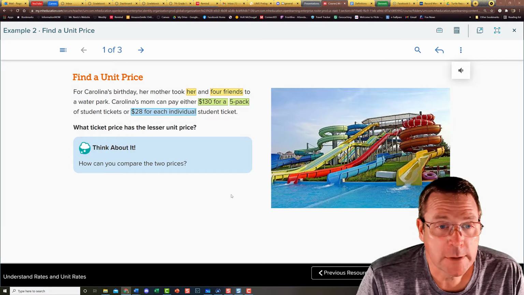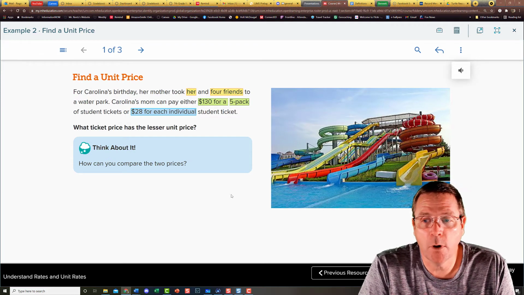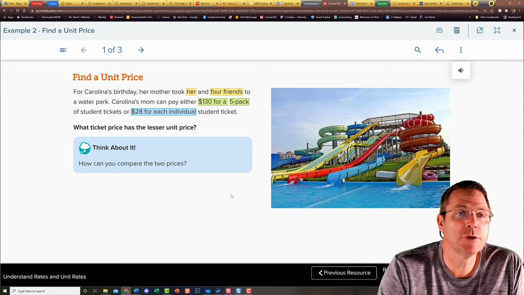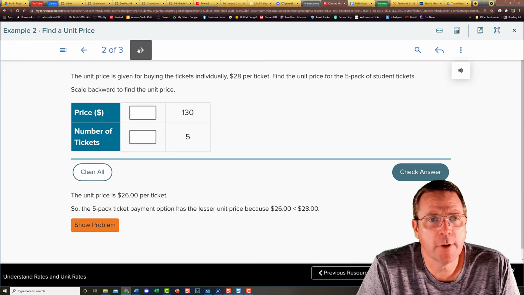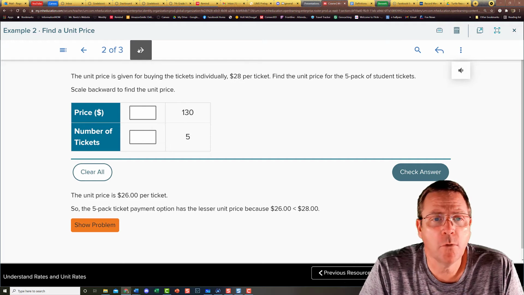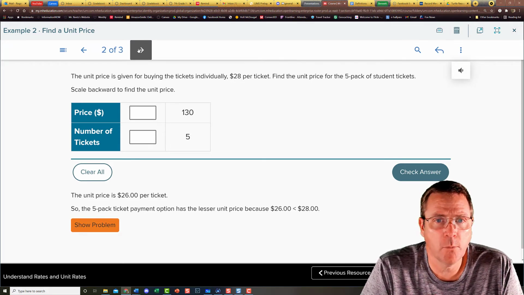What ticket price has the lesser unit rate? How can you compare the two prices? Well, we could compare equivalent ratios, or we could use the ratio table that they have set up here. You pause the recording, work it out, make sure you give me good, high quality supporting work, and then I'll show you what I get in a moment.